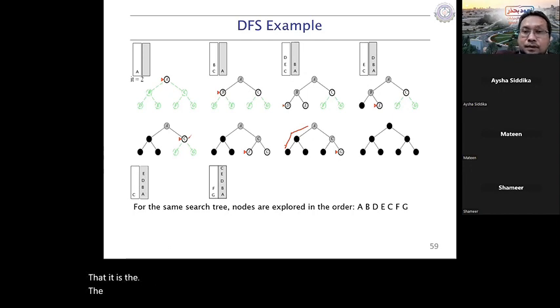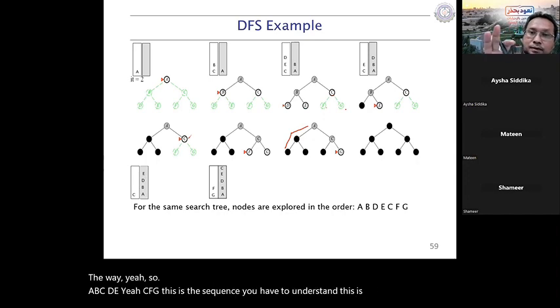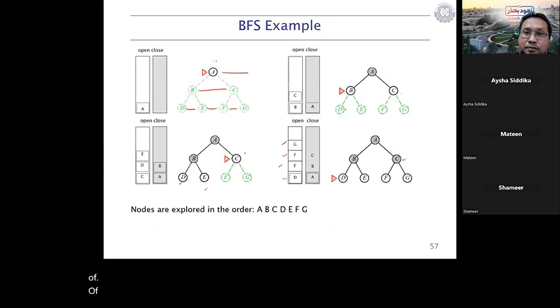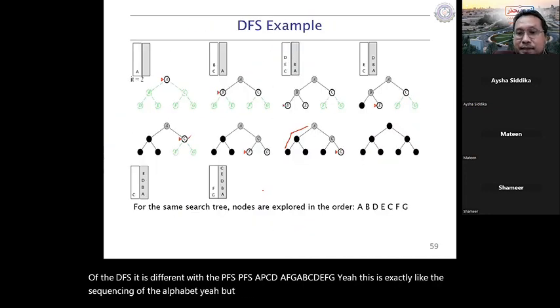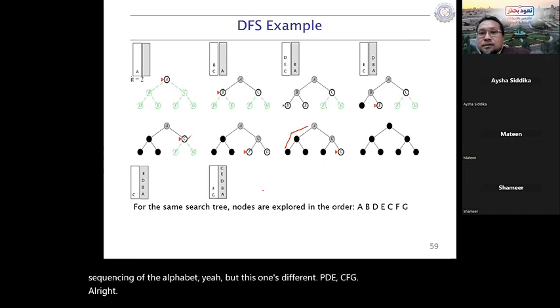So A, B, D, E, C, F, G. This is the sequence of the DFS. You have to understand this. It is different from BFS. BFS is A, B, C, D, E, F, G, exactly like the sequence of the alphabet. But this one is different: A, B, D, E, C, F, G. Right? So that is the difference between BFS and DFS.